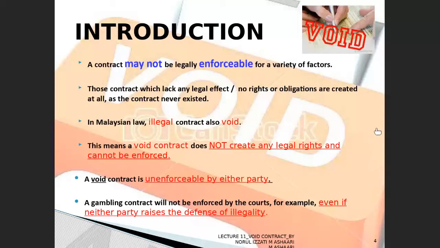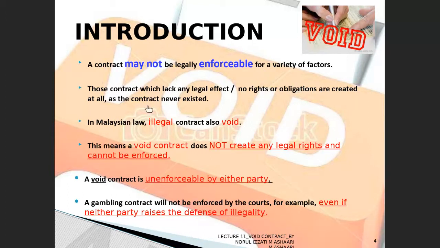The focus for this lecture is the void contract, which is basically considered as no contract at all, no binding obligation on both parties, considered as unlawful or not enforceable. When we talk about a void contract, we can say that the contract without sufficient elements of the contract, or the absence of any element of the contract, will make the contract void.